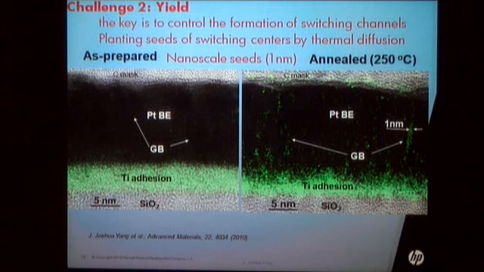We found that the key for the yield is to control the formation of the switching channel inside of the device. One approach is planting seeds of switching centers by thermal diffusion, as shown here. We use titanium adhesion material to thermally diffuse through the platinum bottom electrode. It diffuses through the grain boundary, forms very small atom chains, and gets to this interface, reacts with the oxide material, locally reducing the oxide material, giving us the very small switching center seeds we need for the conductance channel formation.